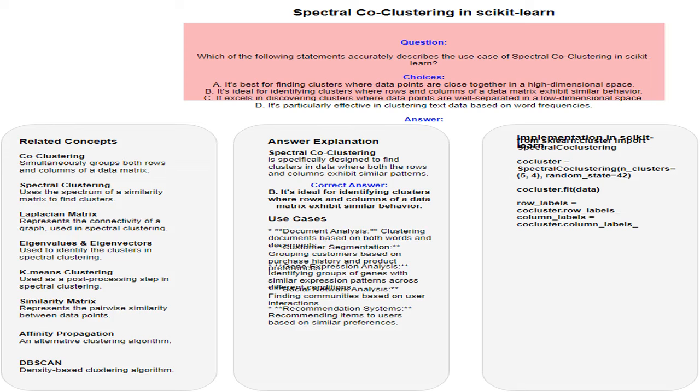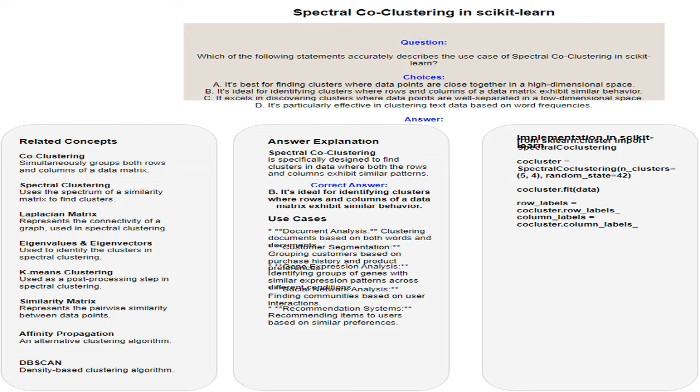Which of the following statements accurately describes the use case of spectral co-clustering in scikit-learn? A. It's best for finding clusters where data points are close together in a high-dimensional space. B. It's ideal for identifying clusters where rows and columns of a data matrix exhibit similar behavior. C. It excels in discovering clusters where data points are well separated in a low-dimensional space. D. It's particularly effective in clustering text data based on word frequencies.